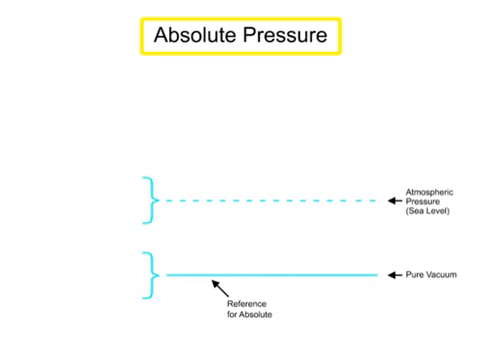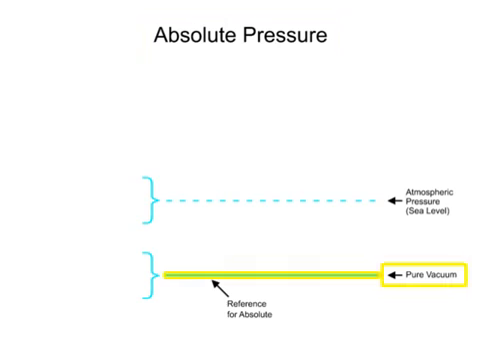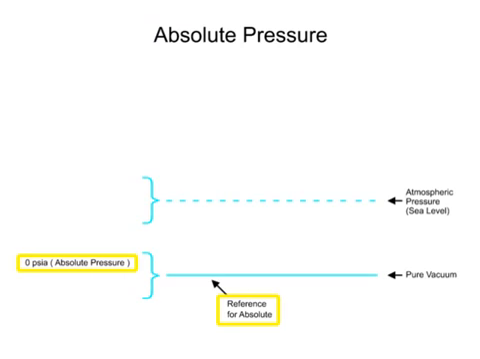Absolute pressure scale uses the absence of pressure, referred to as absolute zero, as a reference. In a pure vacuum, absolute zero occurs, and pressure readings can only be positive.